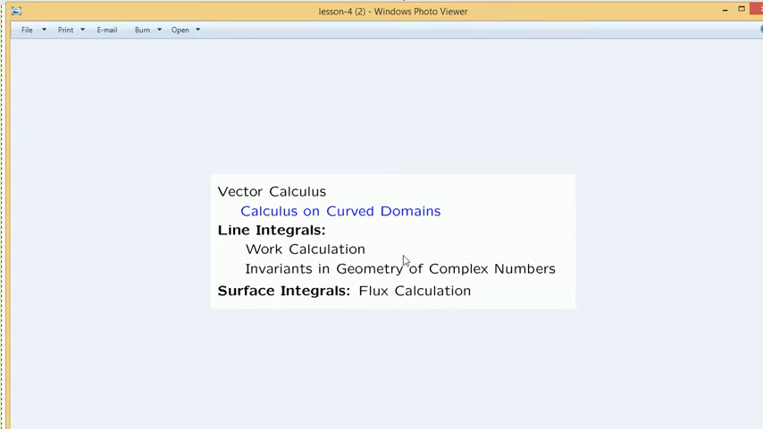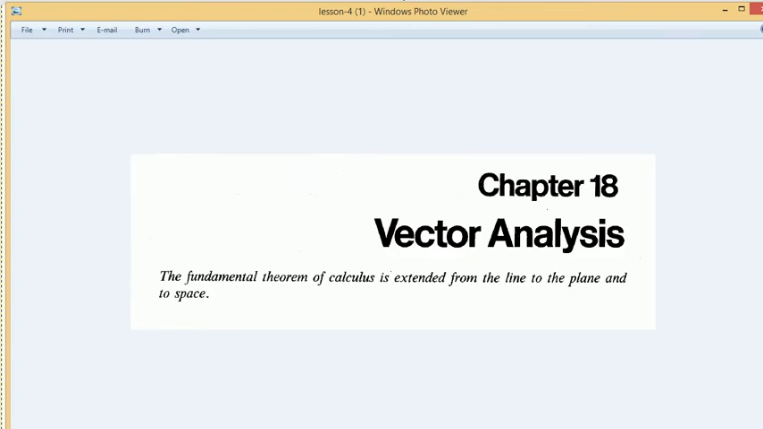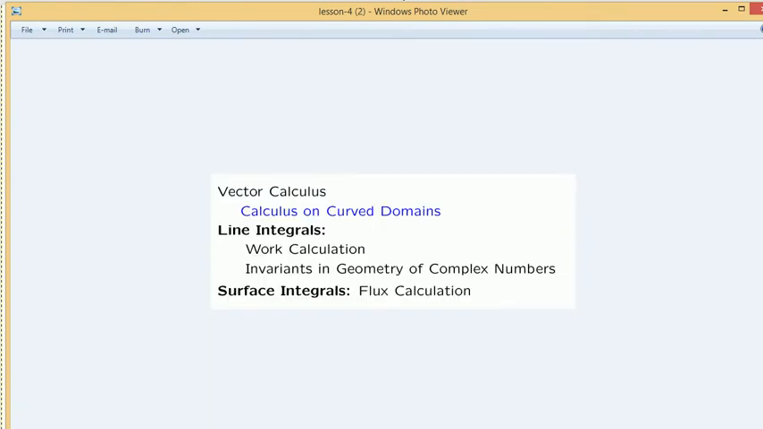If you just try to explain the title, vector calculus or vector analysis, there are two things you're going to learn: line integrals and surface integrals. That's all we have to learn in here. Integrals on the curved domain.